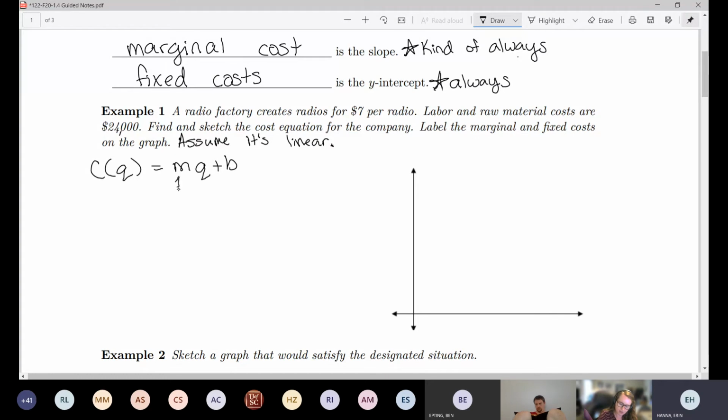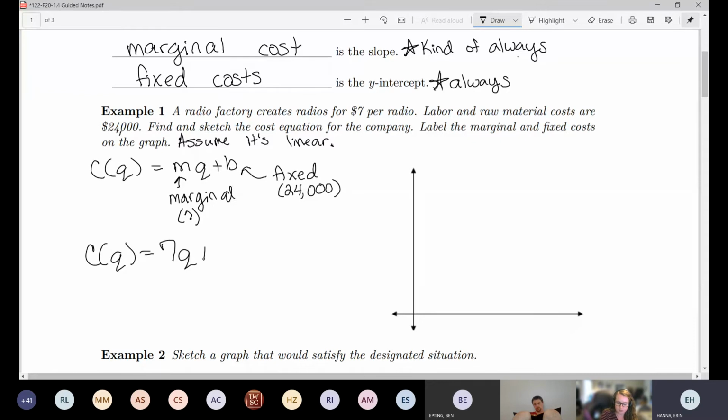So this one's going to be my marginal. This one's going to be my fixed. So my fixed is what I pay even before I start making things. So that's, in this case, the labor and raw materials. The people who are working for me don't care if I make nothing. They still want to be paid if they're there. And the people who sell me the raw materials don't care if I make anything. They want to get paid. So even if I don't make anything, I'm still having to pay $24,000 to someone. So that's going to be my fixed cost. And then since the radios are costing me $7 per radio I make, that's the marginal. So our equation here is 7Q plus 24,000.